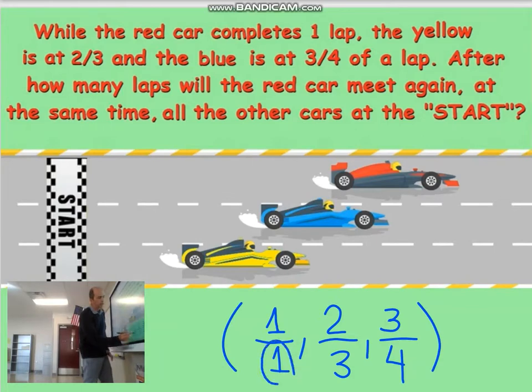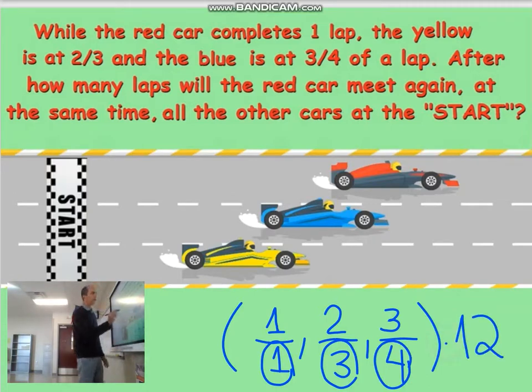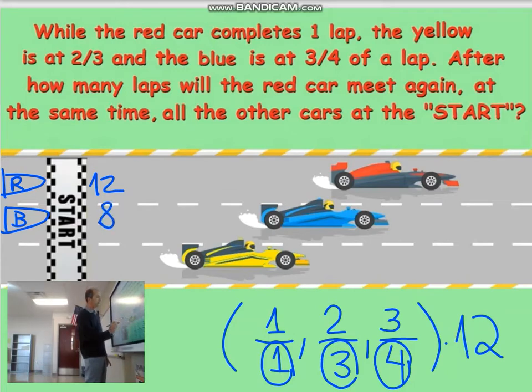The least common denominator between 1, 3, and 4 will be 12. So the red car will complete, it's going to be here, completing 12 laps. And then the blue car is going to be right here, completing 12 times 2, 24 divided by 3, 8 laps. The yellow car, 12 times 3, 36 over 4. The yellow car will be completing 9 laps at the same time.